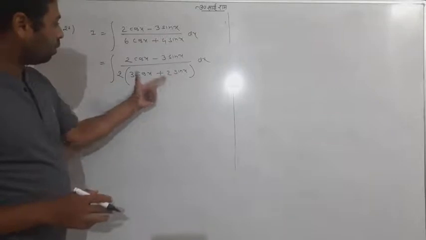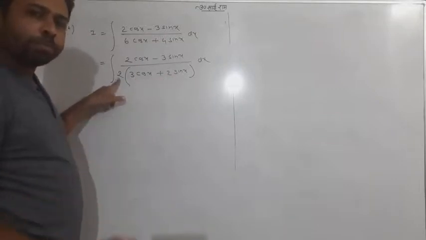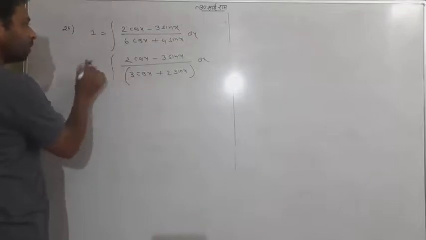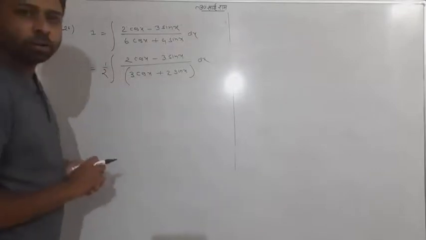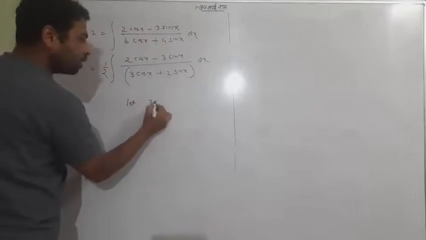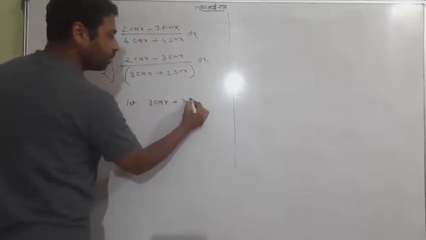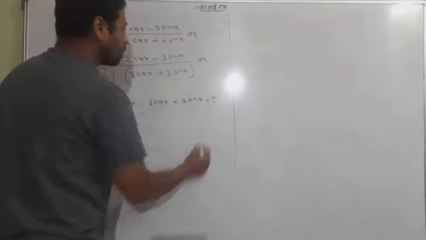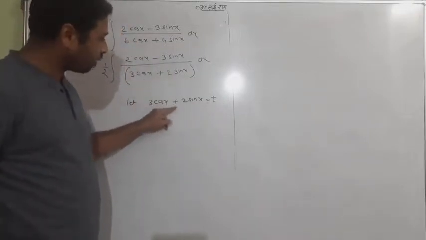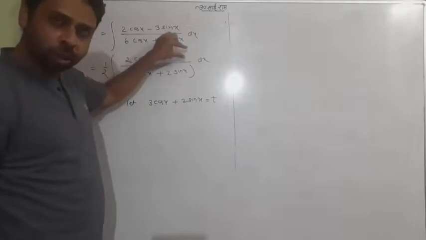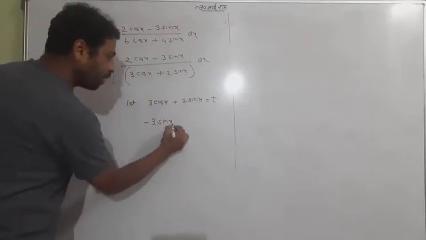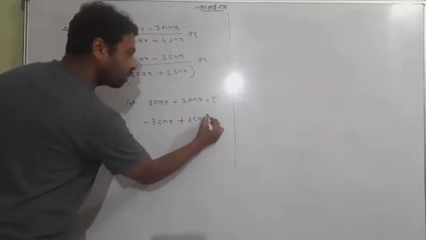And now 2 is not very important, because it's a constant. You can take it out just outside like that, no matter at all. And this 3 cos x plus 2 sin x, just consider that as t. Try to understand, I always prefer the denominator as t, because the differentiation of this will be coming in the numerator. Now the differentiation of cos is minus sin x, and of 2 sin x is 2 cos x.